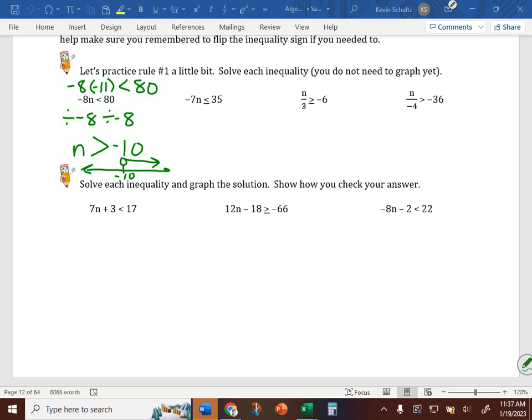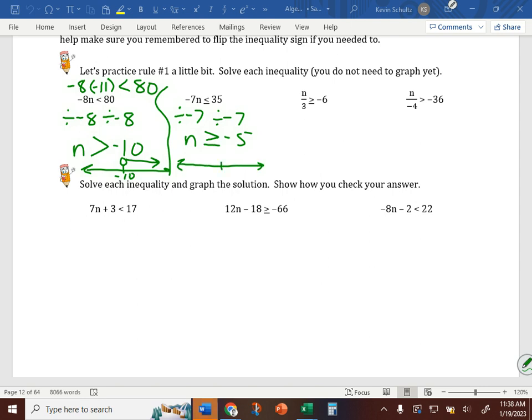Okay. Next one. What's our one step we're going to do to isolate n? Cole? Divide by negative 7. Do we need to flip our inequality symbol, Cole? Yes. Why, Cole? Because it's a negative number. Yes, we are dividing by a negative number. So it starts out less than or equal to. We're going to flip it to be greater than or equal to. And 35 divided by negative 7 is negative 5. What's our graph going to look like here?